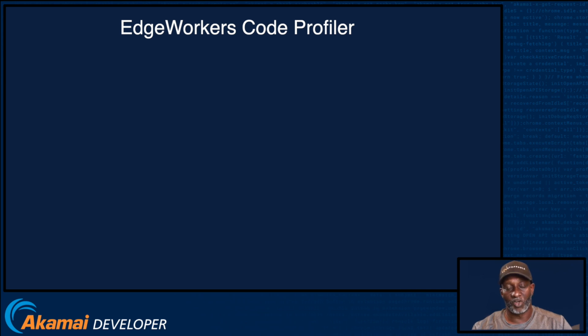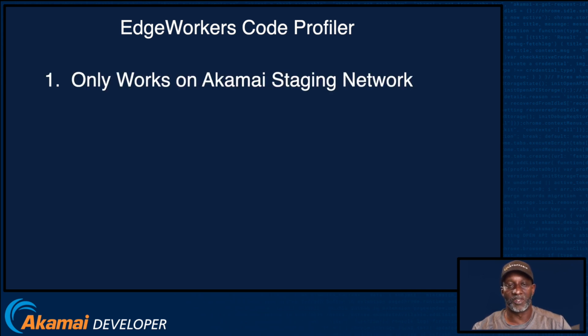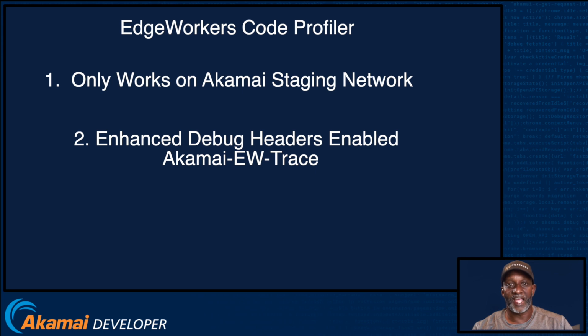A few things to note about the Code Profiler. The profiler only works on the staging network. So you can't use it on the production network, but only in staging. You won't get an error if you try to use it in production. You just won't get any output. Also, you need to have the advanced debug headers turned on in order for the profiler to work. Again, we've got another video on how to set up the advanced debug headers, but just note that you have to have the advanced debug headers turned on in order to take advantage of the detail from the Code Profiler. And as mentioned, it profiles CPU, memory, and wall time.